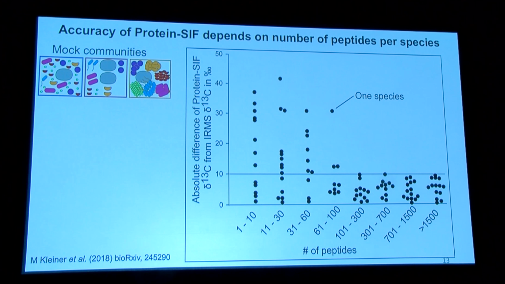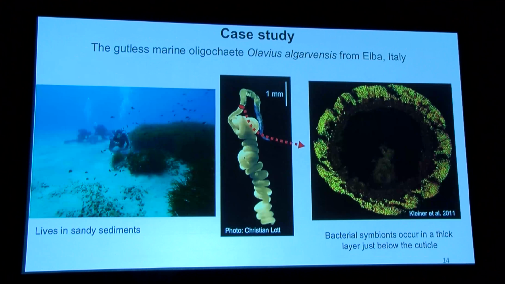And the main point of this particular slide is now, on the y-axis we now have the IRMS measurements as compared to our Protein-SIF measurements. And then we have different window sizes, different numbers of peptides that were measured per species. Each of the dots is a measurement for one species. And you can see that the more peptides you have, the more accurate the measurement gets. So this is an important point. You really need to get a good number of peptides for your species to get an accurate measurement.